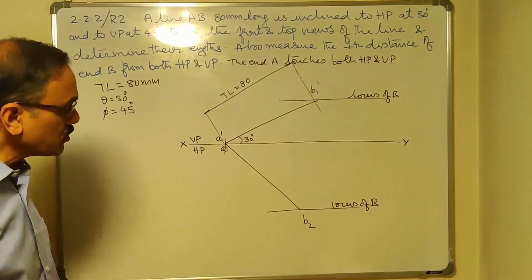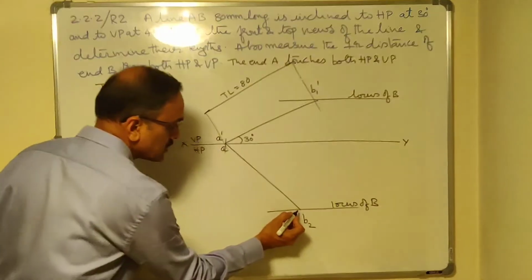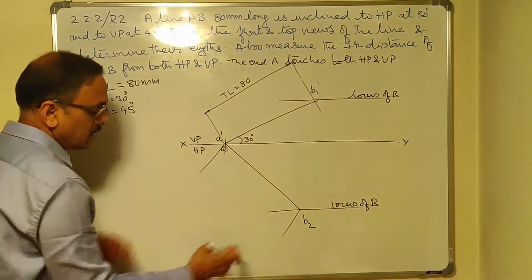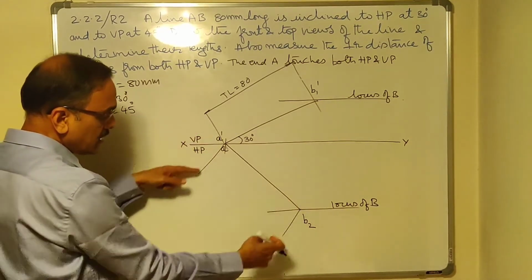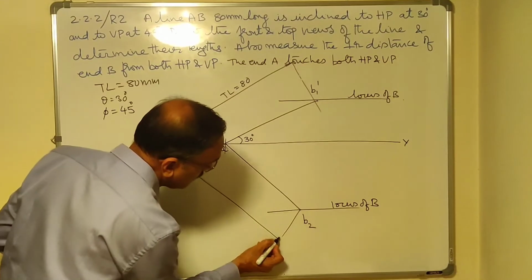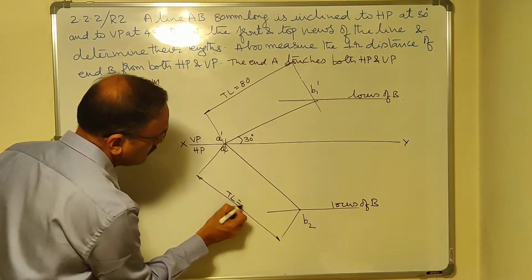Just draw a line passing through that point parallel to the XY line. And this length is also 80 mm. You can dimension it. When you draw these extension lines, make sure they are perpendicular to this line. Mark the dimension a little away. This is also true length, which is equal to 80.